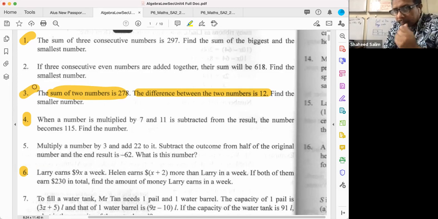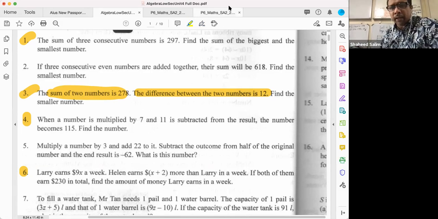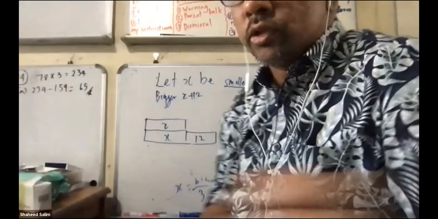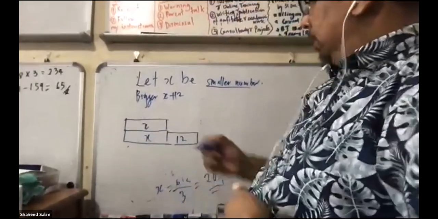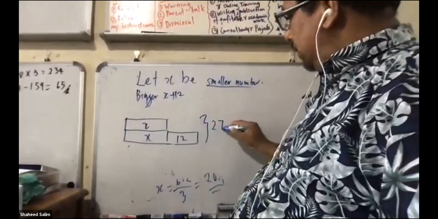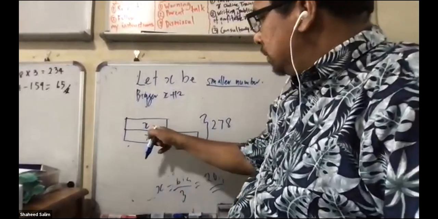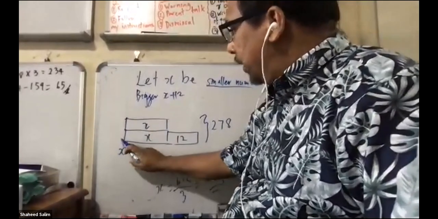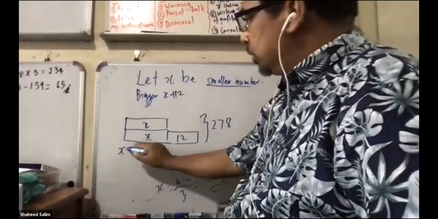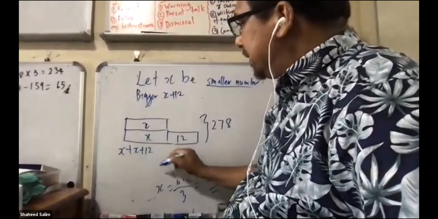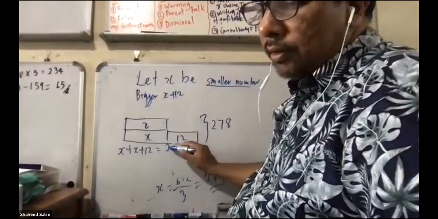Can or not? Okay, no problem. Okay, so they say the sum of the two numbers is 278. So the sum is this plus this number is 278. So how to do? You add x plus, so one number is x, right? The smaller number. The bigger number is x plus 12. So we plus x plus 12. They say the sum means you add both of them together is 278, right?